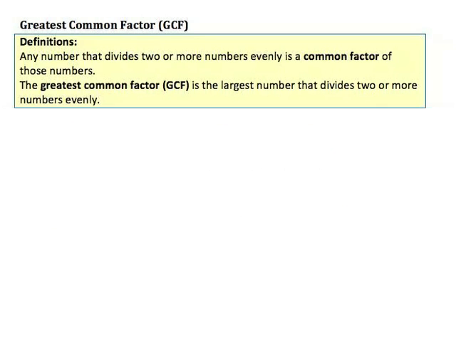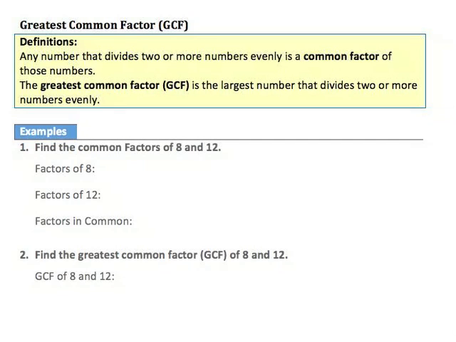Greatest common factor. We'll start by taking a look at some definitions. Any number that divides two or more numbers evenly is a common factor of those numbers. The greatest common factor, or GCF, is the largest number that divides two or more numbers evenly. Now let's take a look at some examples that will help us to understand common factors and the greatest common factor. Example 1. Find the common factors of 8 and 12.